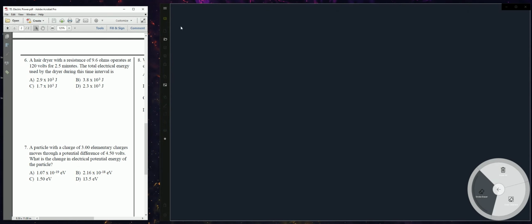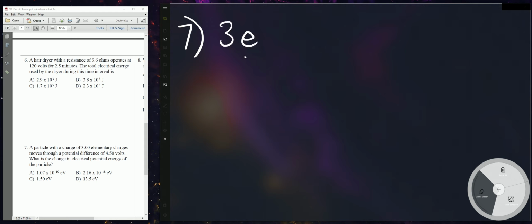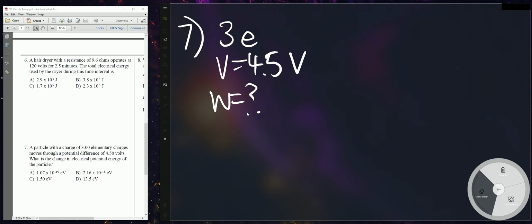All right, so 7. A particle with a charge of 3 elementary charges moves through a potential difference of 4.5 volts. So that's your voltage, that's your potential difference. What is the change in electrical potential energy of this particle? So you want your work done. What is the work done on this particle?